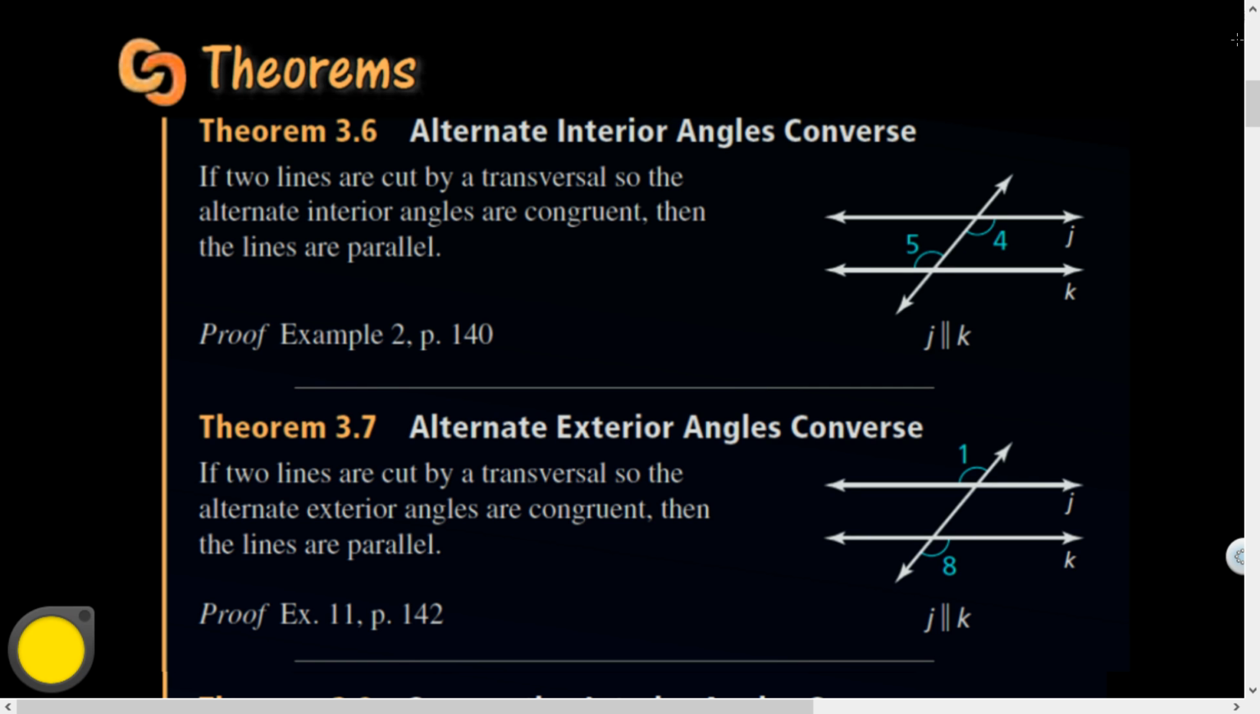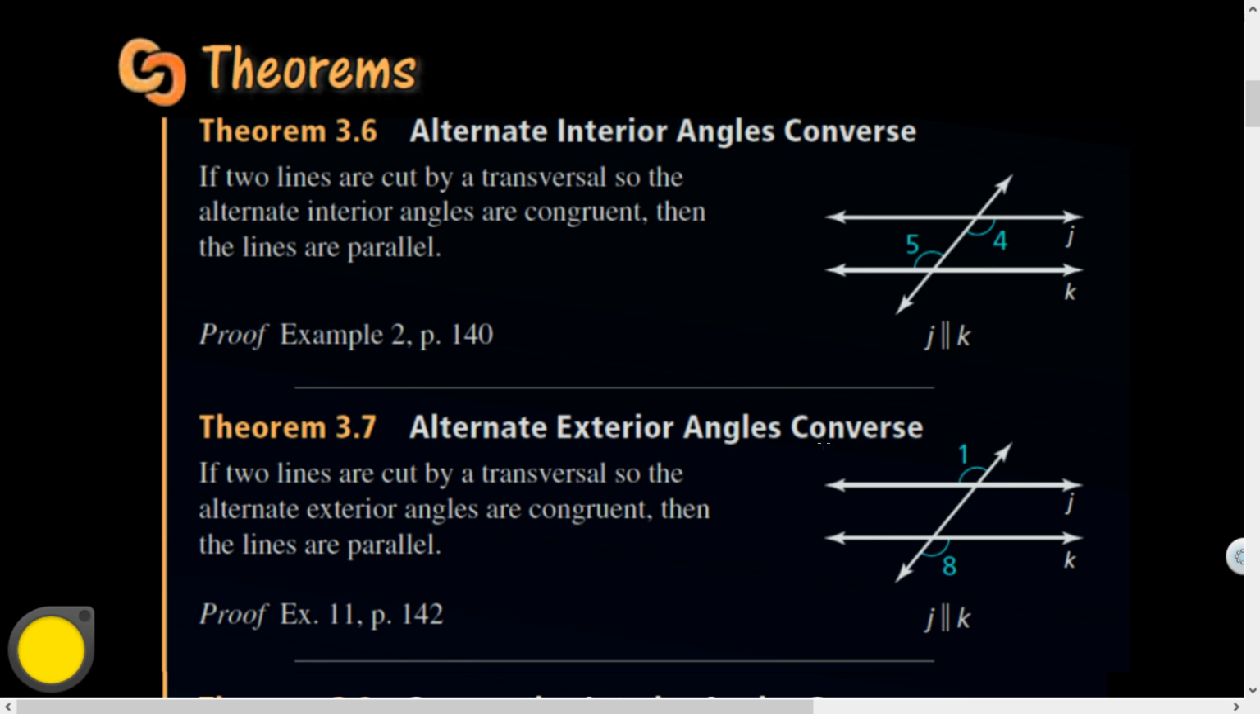There we go. So, alternate interior angles. I need like the record scratch sound effect. Like, you know, it's not a theorem, it's the converse. Someone has swapped my hypothesis. Let's see. If two lines are cut by a transversal so the alternate interior angles are congruent, then the lines are parallel. You guys probably saw that coming.